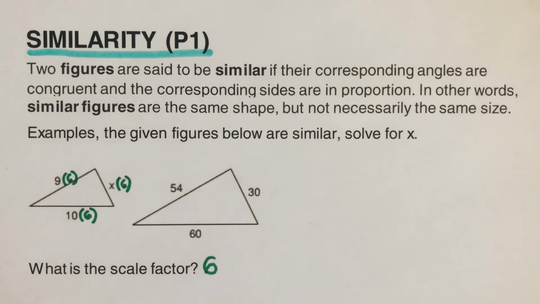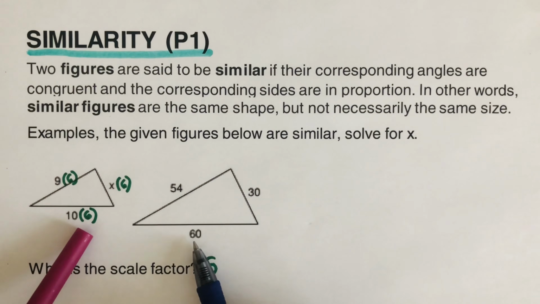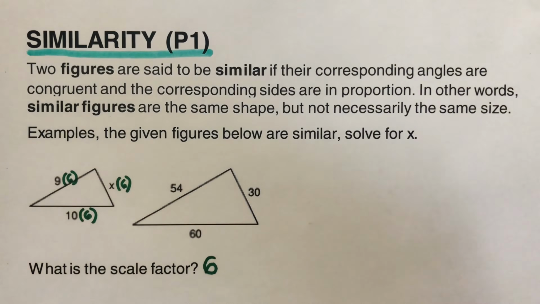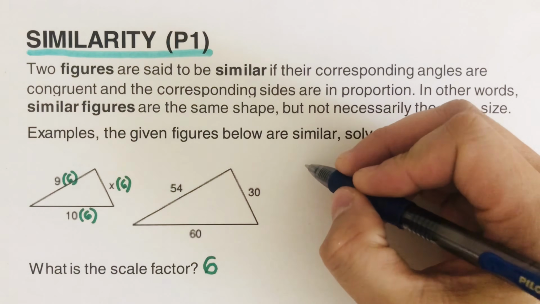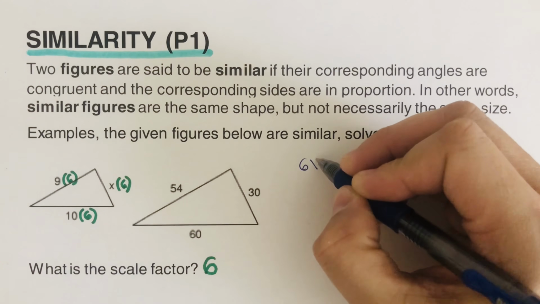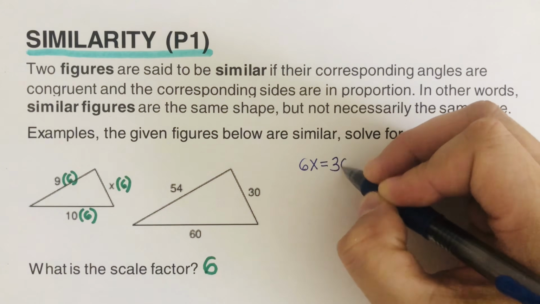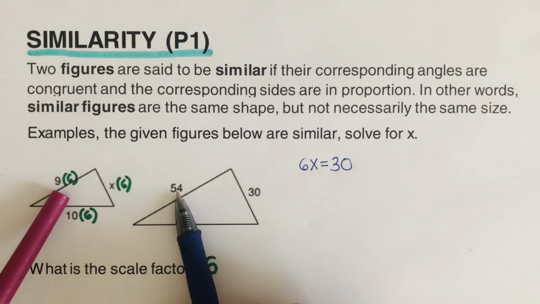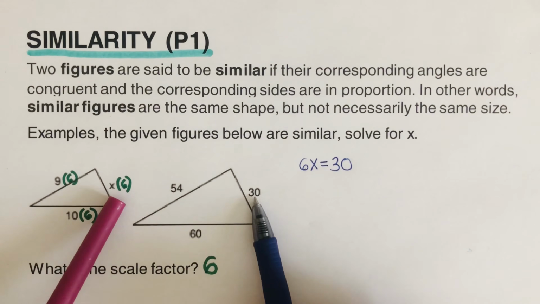So we are going to solve for x. I'm going to show you different ways to solve for x on this. You can use any of the methods, it doesn't matter. So let's take the first method here. We already know that 10 times 6 is 60, and so we can go ahead and say x times 6, or 6x, is equal to 30. So then we can set up the equation as 6x equals 30. Again, 10 times 6 equals 60, 9 times 6 equals 54, 6 times x equals 30.